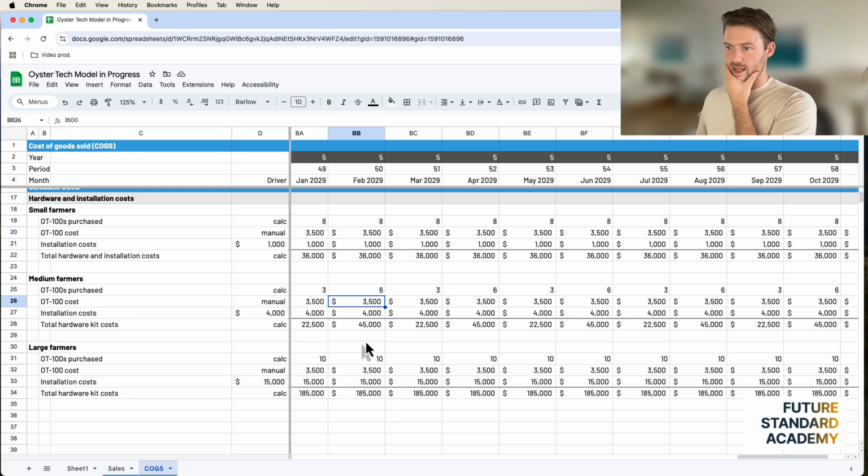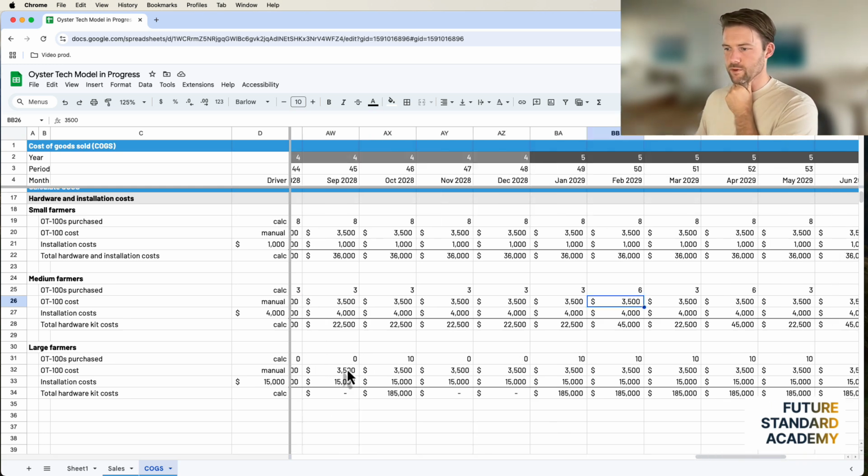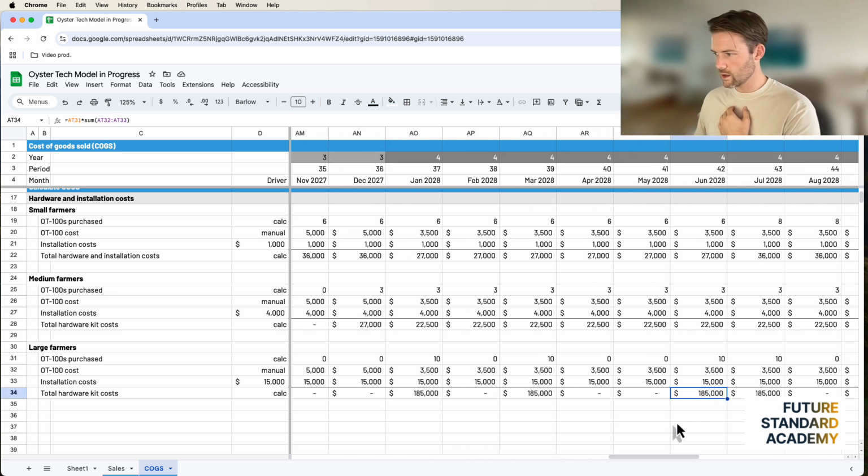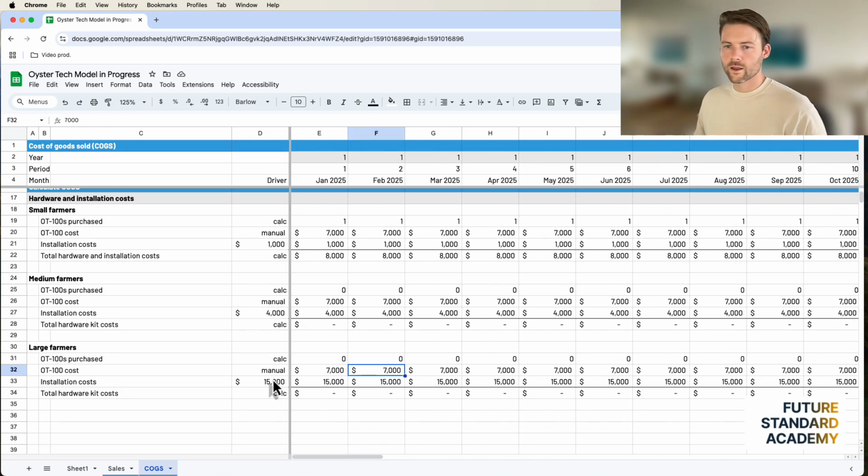So now we've got these OT100s purchased, right? I'm going to go back to the beginning here. For a small farmer, they're going to get one, $7,000, $1,000 to install. Total cost to us. This isn't sales anymore. This is our cost incurred and cash out is $8,000 for that. For instance, with a large farm, it's going to cost us $185,000 to do that. So that's the hardware and installation costs.